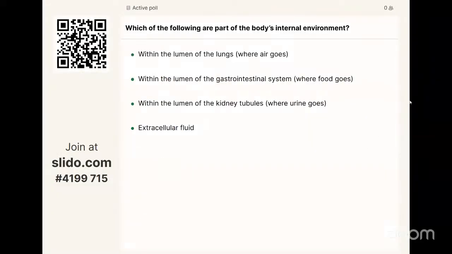So if you're able, I'm going to ask you a question to make sure everybody's with me. You can scan the QR code or just answer on a piece of paper for yourself. It's just a brief question about internal versus external. We want to think about which of these is part of the body's internal environment.